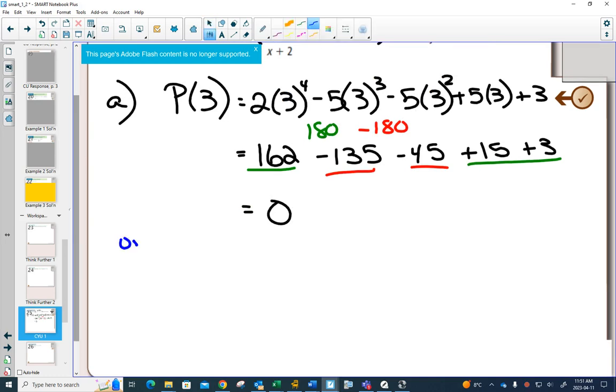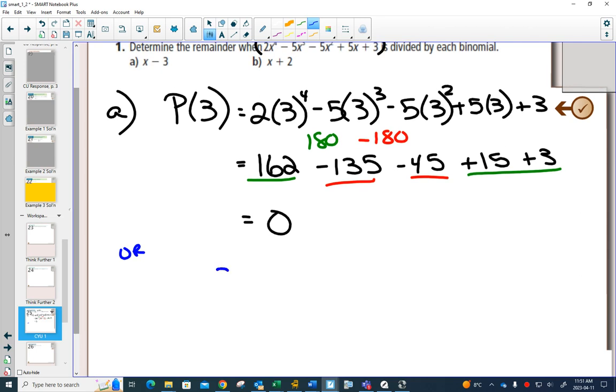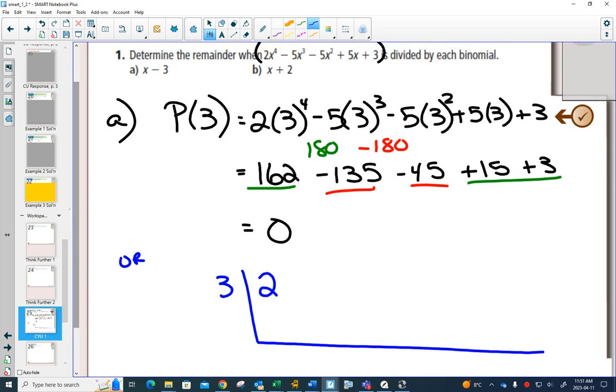Or we could have also done this with synthetic division. How do we do something with synthetic division? Well, we would put the opposite number out in front. Then we would write our coefficients, making sure that they're in the right order, which they are, and making sure that there's none missing, which there is not, so no zeros need to be added.